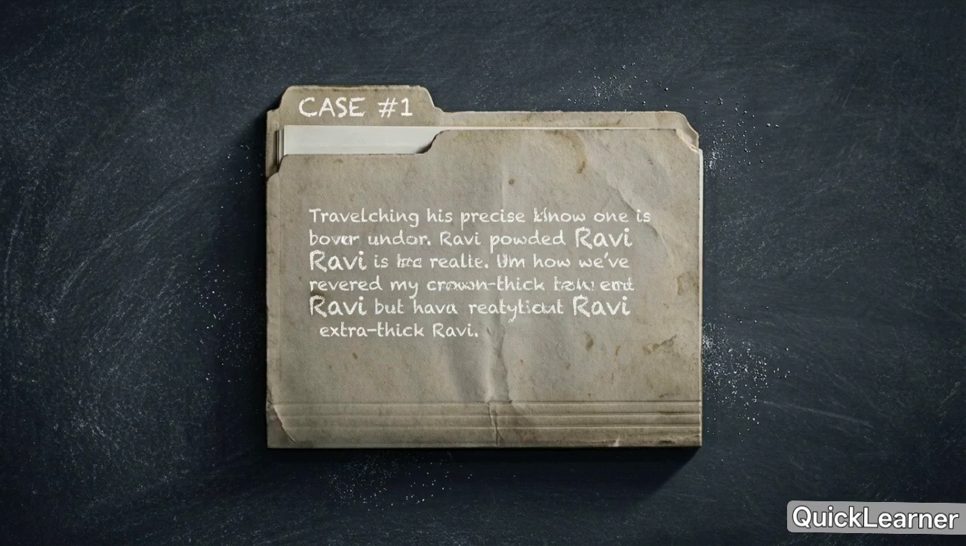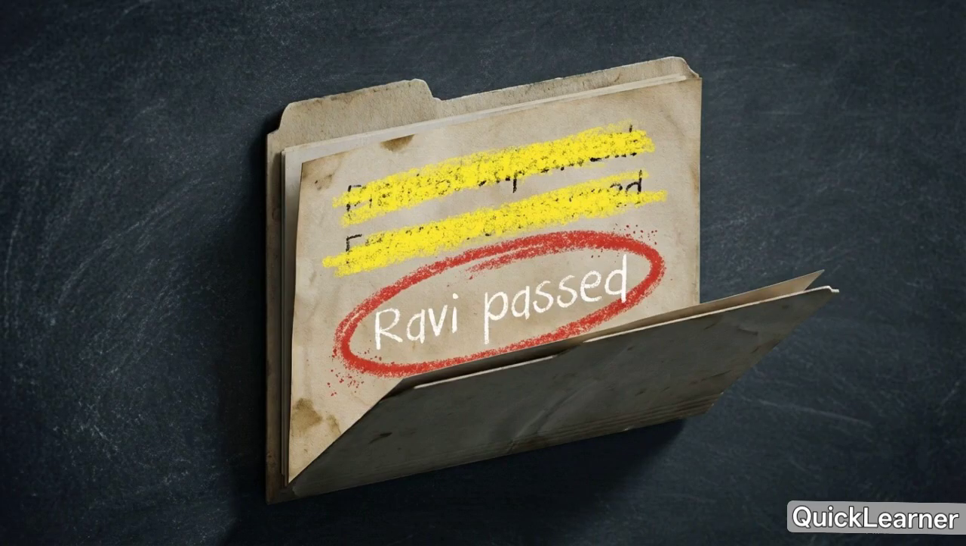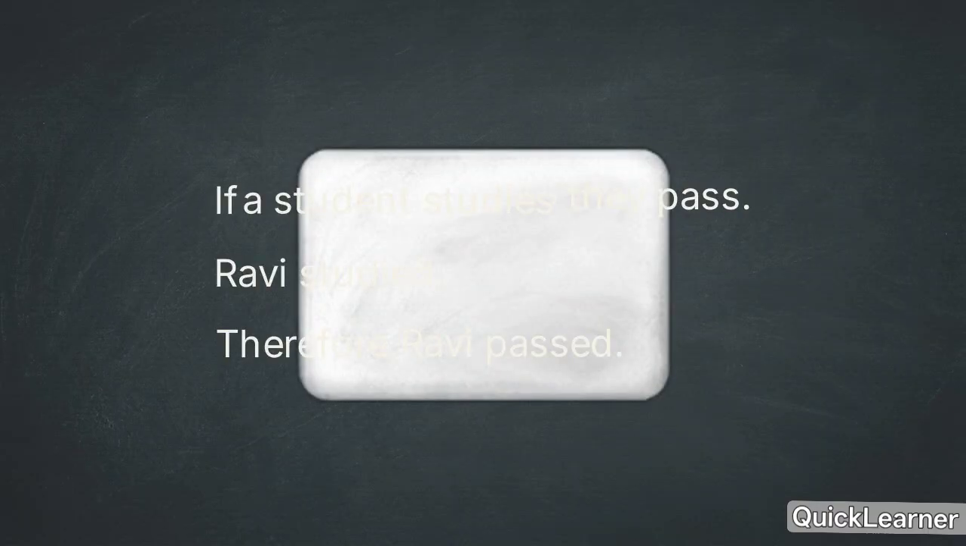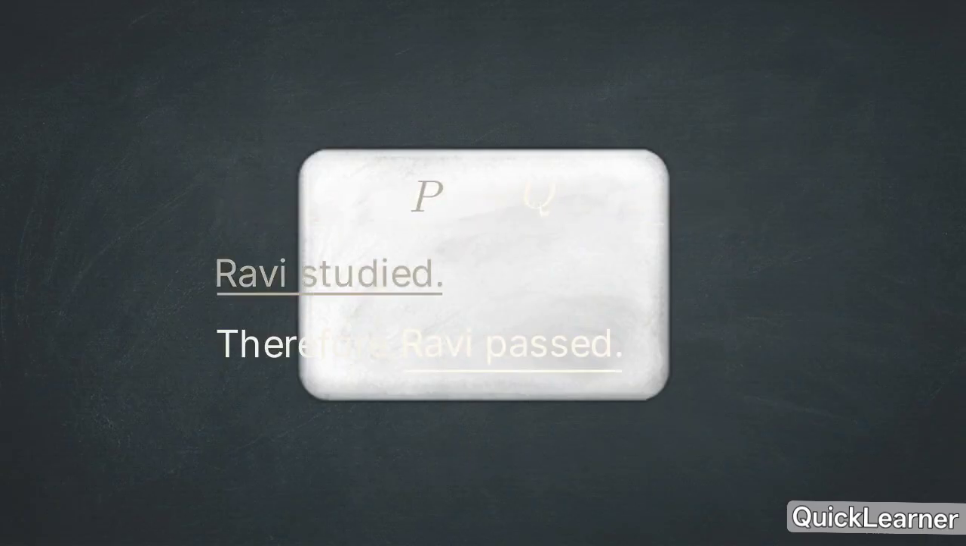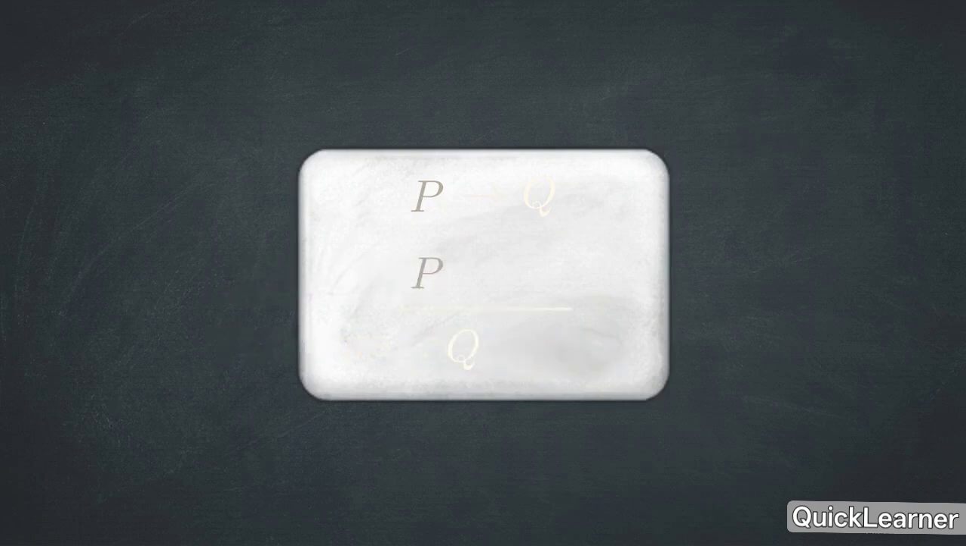Read this example. If a student studies, they pass. Ravi studied. Therefore, Ravi passed. Run steps 1 and 2. The conclusion is Ravi passed. The premises supporting it are the rule about studying and the fact that Ravi studied. Now, step 3. Look at the structure on screen. Let's translate this into our logical skeleton. It becomes: if P, then Q; P; therefore Q.